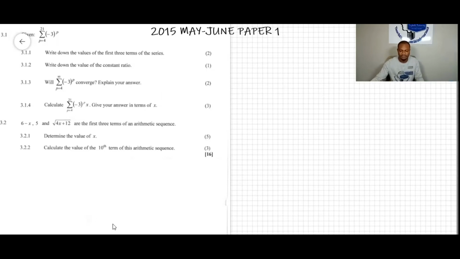So we have 3.2. The question is to determine 6.2.1. So we're looking for x in this question. This is the unknown. We need to find x. So it's x that we're looking for. Now it says determine the value of x.